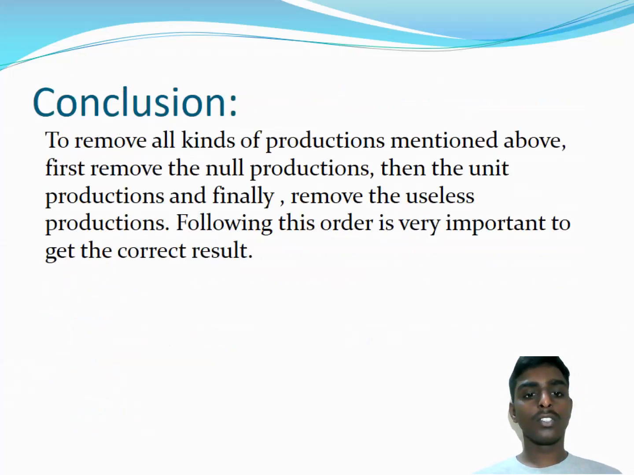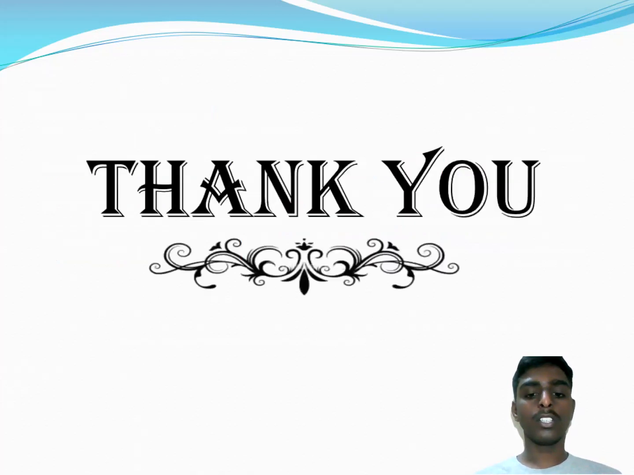Conclusion. To remove all kinds of productions mentioned above, first remove null productions, then the unit productions, and finally remove the useless productions. Following this order is very important to get the correct results. Hence, this is all about simplifying context-free grammars. Thank you.